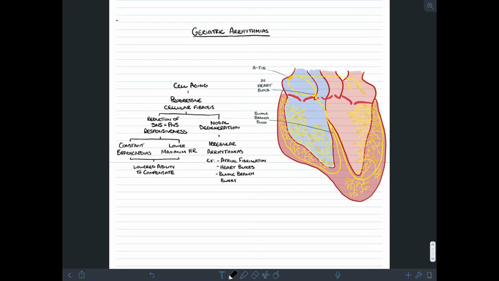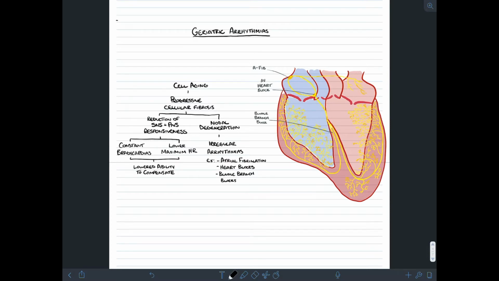So I also want to talk about the reduction of the sympathetic and parasympathetic nervous systems actually being able to respond to a wide variety of issues that occur in the heart. If the sympathetic nervous system needs to activate and raise the heart rate, it will, but with geriatric patients, the sympathetic and parasympathetic nervous systems actually reduce in their responsiveness. So that's why we see constant bradycardic rhythms with most geriatric patients. Their heart rate is lower.